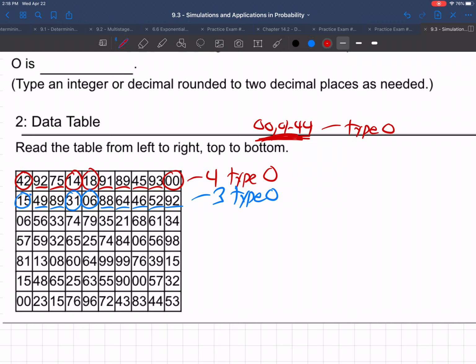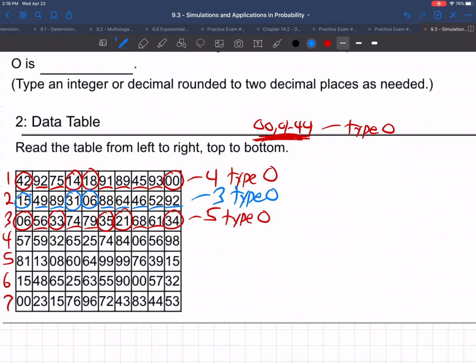Next, let's do another 10 patients. We're supposed to do this 7 times. This is going to be trial 1, 2, 3, 4, 5, 6, and 7. So 7 times we're going to go through this table with 10 patients each time, circling the ones that are type O blood, the ones between 00 and 44. Here we go. 06, that's type O. 56, no. 33, yes. 74, no. 79, no. 35, yes. 21, yes. 68, no. 61, no. 34, yes. So we had 5 type O among those 10 patients.